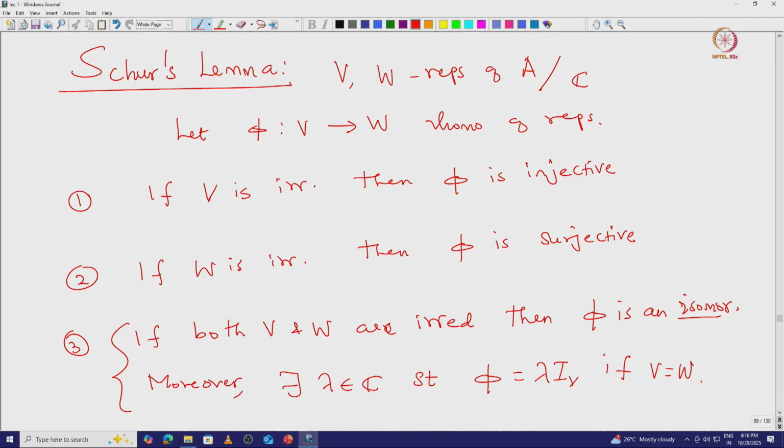So, you assume both V and W are irreducible. That means V is irreducible and pi is an endomorphism from V to V. Then it is supposed to be a multiple of the identity. That means it is a scalar times identity.